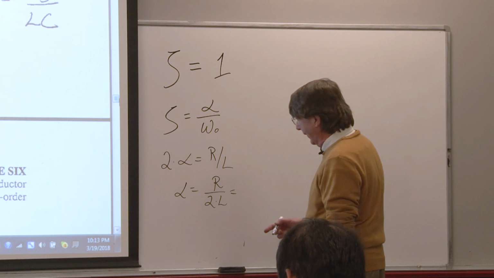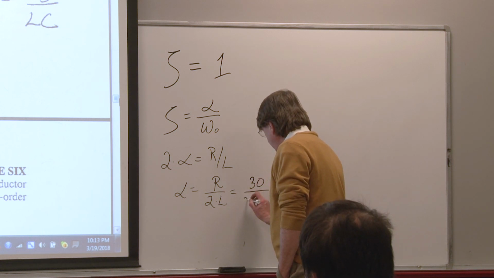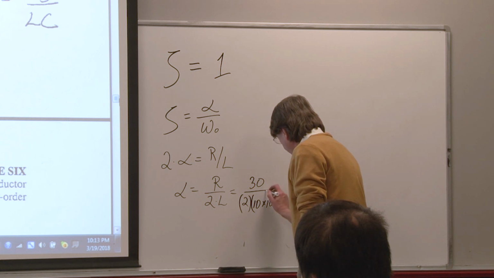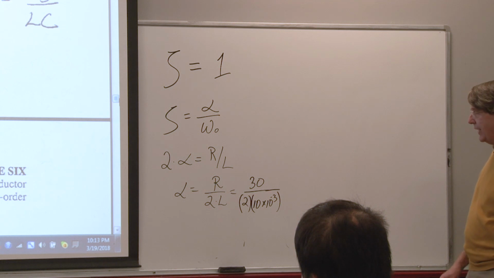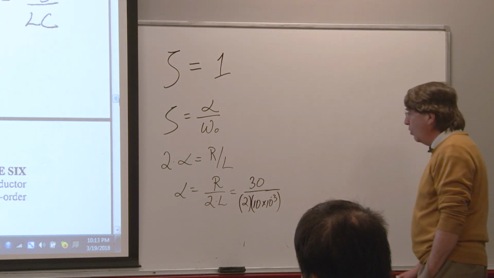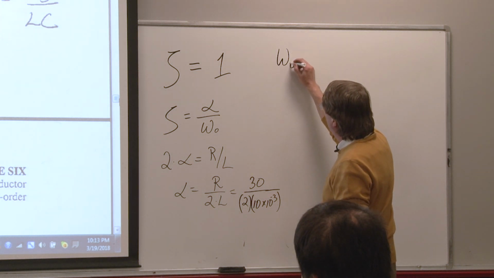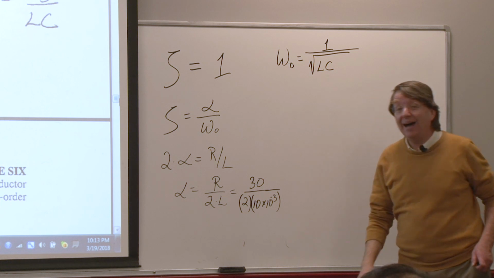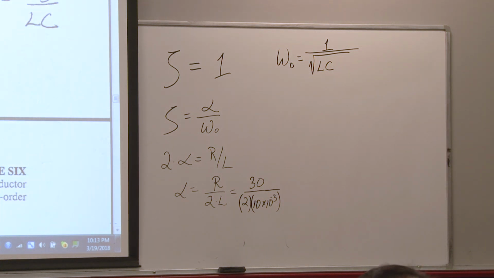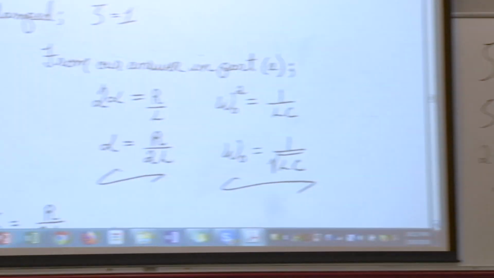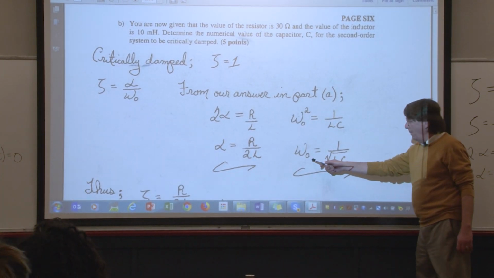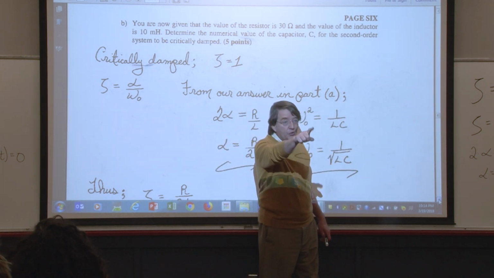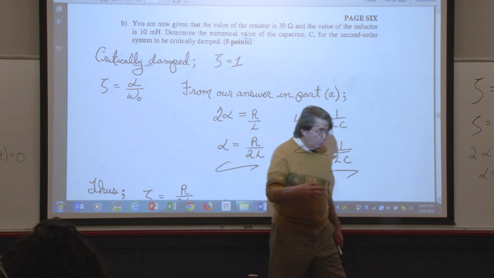We know what R and L are. R is 30 ohms, and it's 2 times, now be careful, 10 millihenries, which is 10 times 10 to the minus 3. That's what alpha is. We have the numerical value worked out in my notes. Now, what's omega 0? Omega 0 is 1 over the square root of LC. Alpha is R over 2L, omega 0 is 1 over the square root of LC, and zeta is alpha over omega 0. I want zeta to be 1 because it's critically damped, so plug in all of these variables.